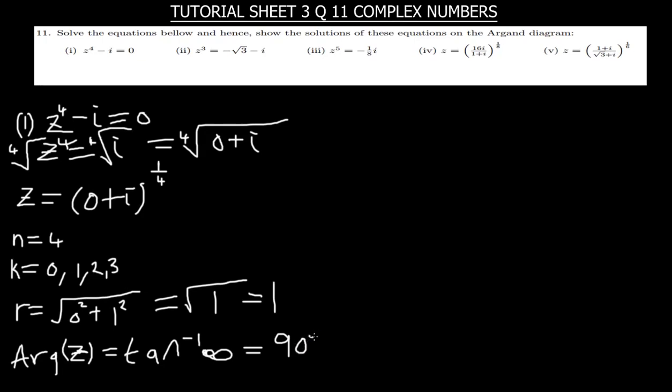So 90 degrees is going to be our argument. If you want, you can convert it into radians or just use it the way it is. So now we can write our complex number z in polar form.